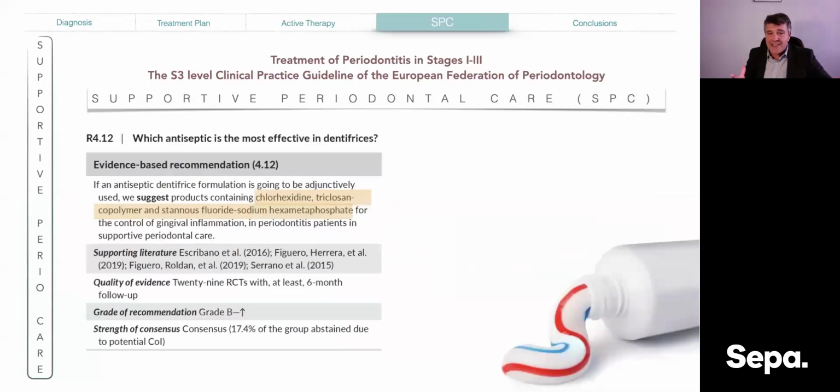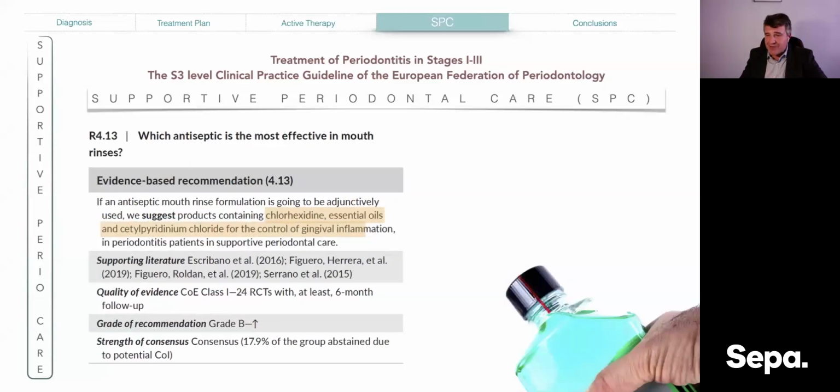And if we look at the agents, the guideline is identifying 3 specific agents formulated in toothpaste: chlorhexidine, triclosan copolymer, and stannous chloride, and 3 specific agents to be formulated in mouth rinses: chlorhexidine, essential oils, and cetylpyridinium chloride, but we will discuss that in more detail. So after going through all the steps, we have seen the possible role of antiseptic agents in step 1, the possible role in step 2, step 3. In step 4, which we have just seen, is where the guideline is providing more information. Paula, you may want to tell us, are they really useful overall, considering all the steps of therapy?